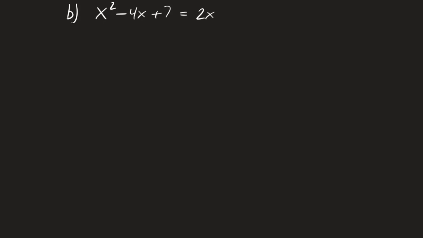So here we have x squared minus 4x plus 7 equals 2x. So remember, we want the equation to be in standard form and also be equal to 0. Since this 2x is over here, I want to make sure I move that to the other side. So go and subtract it. So x squared minus 6x plus 7 equals 0. So now a is 1, and b is negative 6, and c is 7.